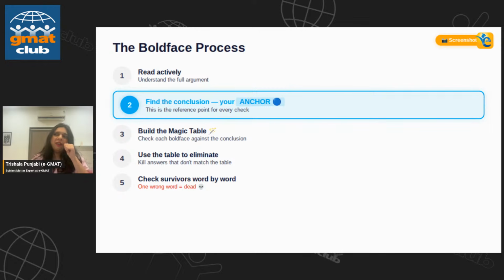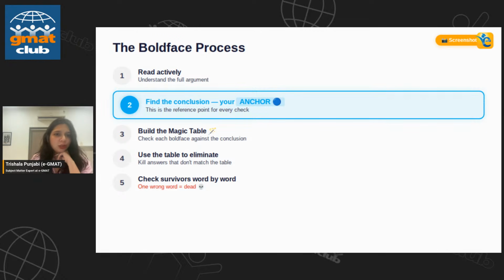So in weaken and strengthen, conclusion was essentially our target, that we were supposed to either weaken the conclusion or strengthen the conclusion. In assumption, we were supposed to find the gap in the conclusion. In boldface, conclusion is going to be our anchor. Conclusion is something through which we will identify and define where boldface 1 and boldface 2 are standing. Okay? Third, we'll build up a magic table where we will check each boldface against the conclusion.